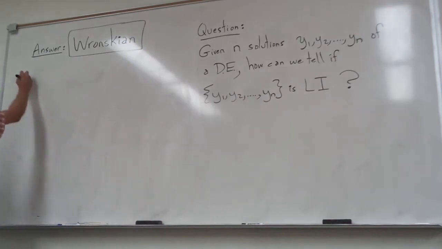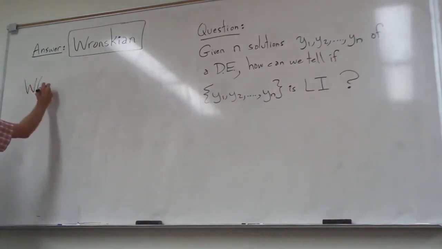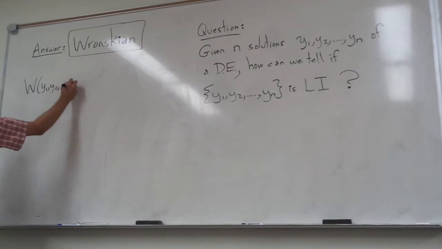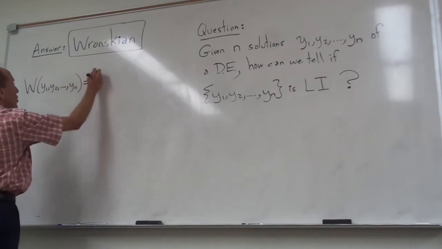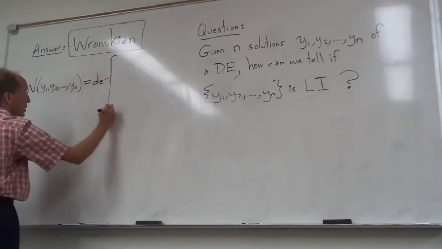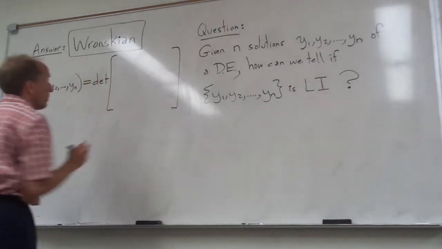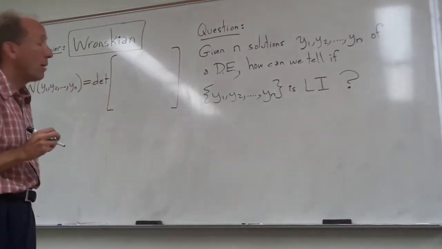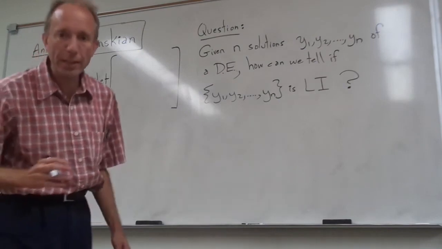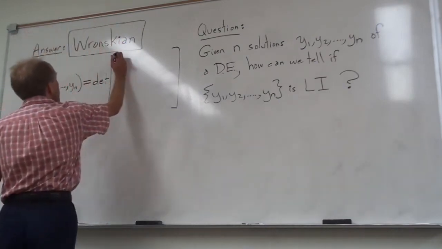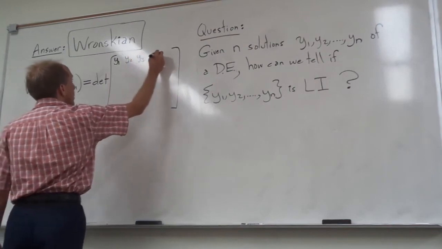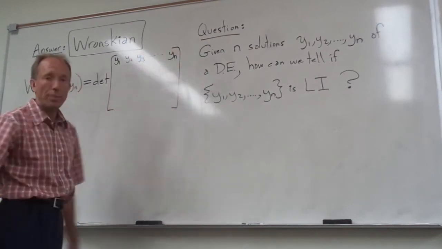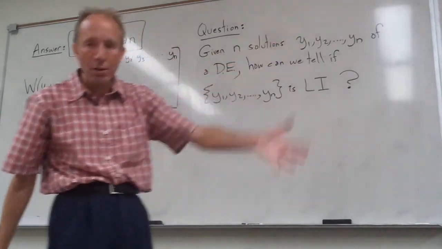Basically, I'm just going to use W for it. So W of y1, y2, up to yn. What the Wronskian is, guys, is the determinant of a matrix, and it's a square matrix. It has to be a square matrix to take the determinant of it. What you do is you put your functions right here on the first row. So there's going to be n columns and n rows.